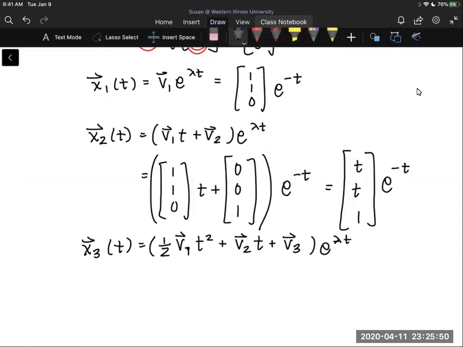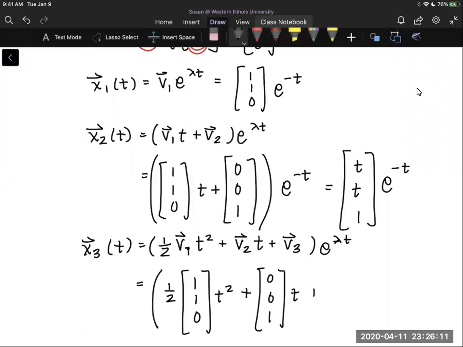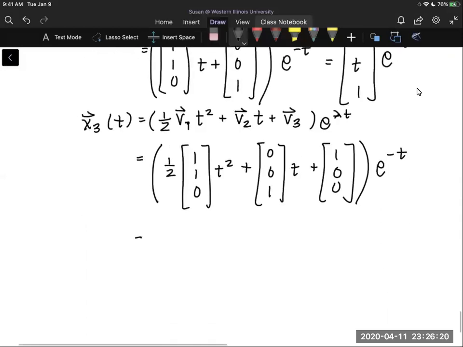All right, so here's our general setup. Let's go ahead and set it up. So I have 1/2 of my v1, 1, 1, 0, t squared, plus v2, which was 0, 0, 1, t, plus 1, 0, 0, our choice for v3, e to the negative t. And so let's condense this to 1/2 t squared plus 1, 1/2 t squared, and t.